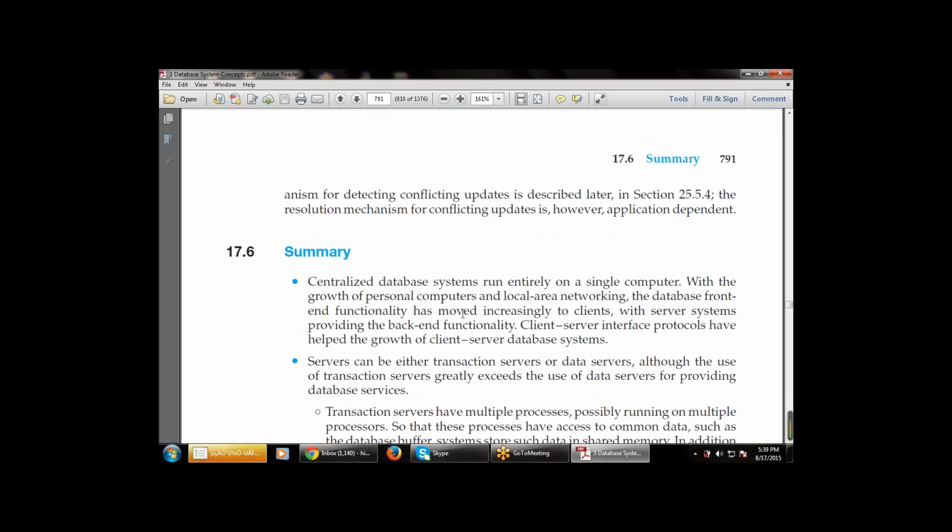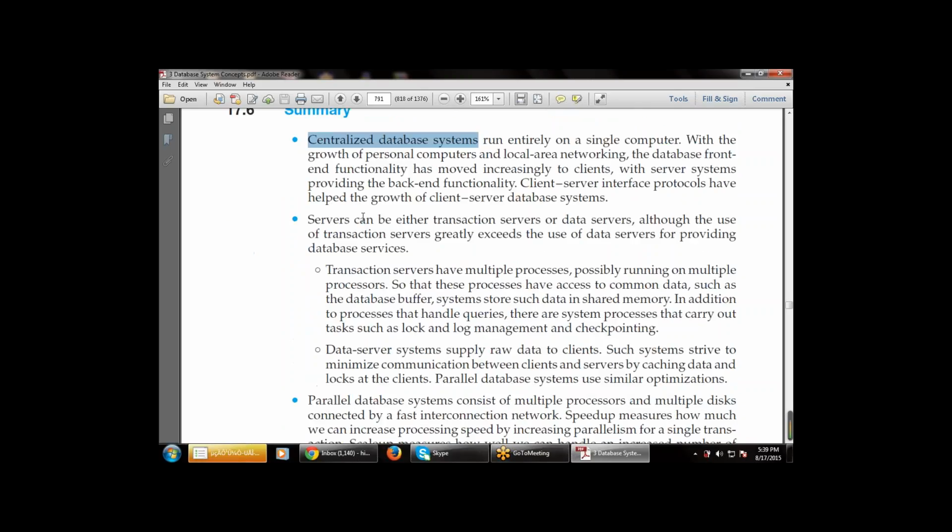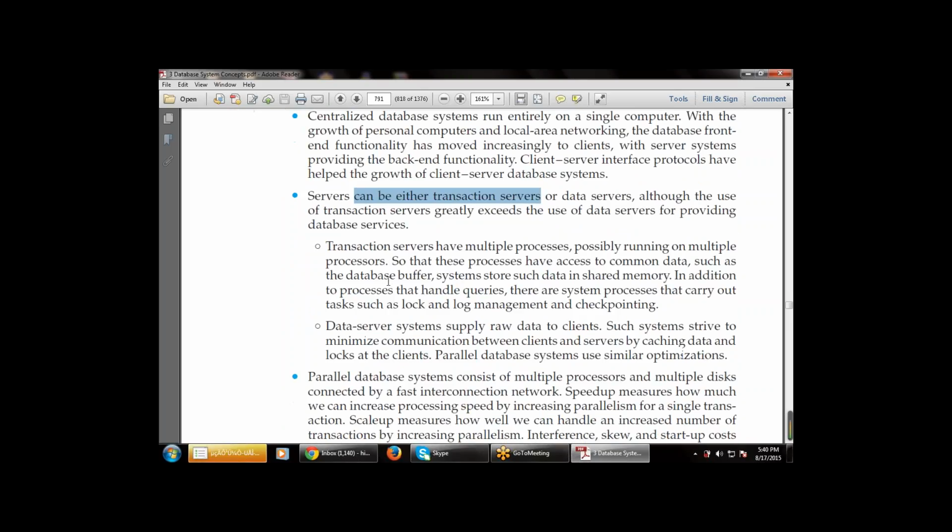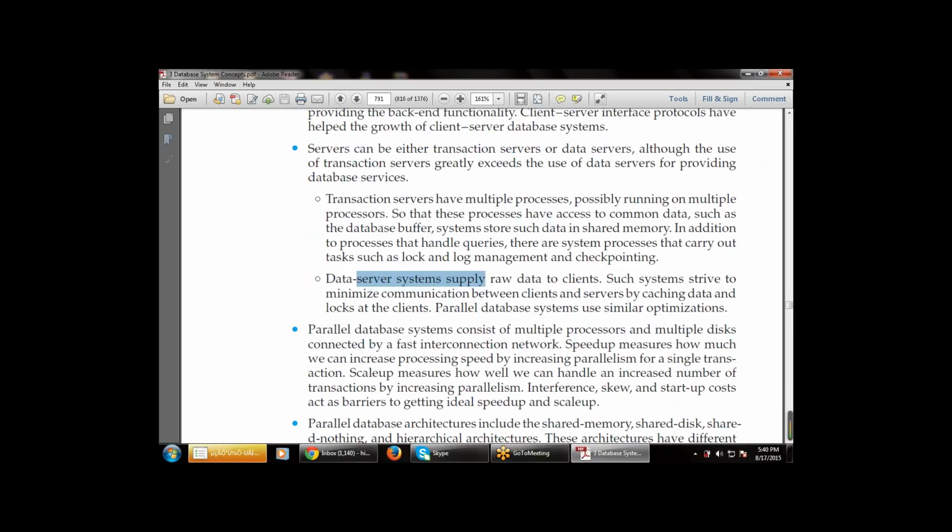Then, winding up this chapter, this is the summary of this chapter. The first point says a centralized database system runs only on a single computer. Then there is a server used for sending the data, that is a transaction server and a data server, by which we can send the data, that is the usage of the data server for providing database services. Then transaction servers, data server systems.